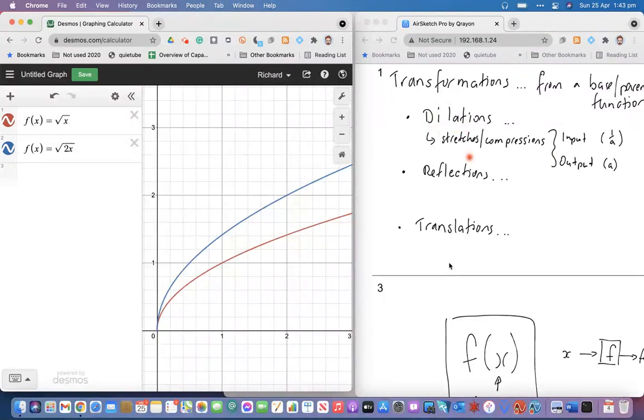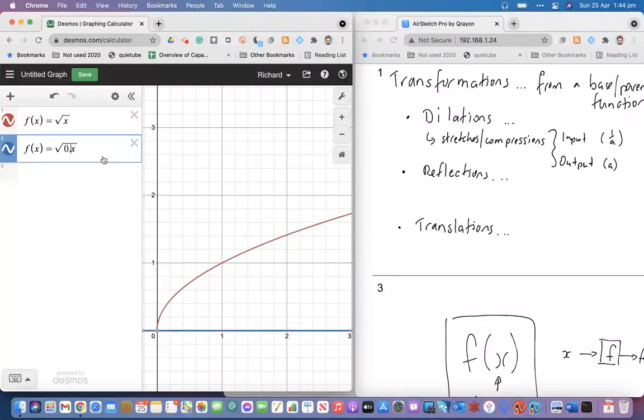So we had dilations last time, which is a stretch or a compression for an input dilation. That's when we're replacing x with a new value, or a new expression, I should say. Then we would say it's a dilation towards or away from the y-axis with a factor of 1 on a. So looking over here, if I have 2 here, then that would be a dilation of factor a half.